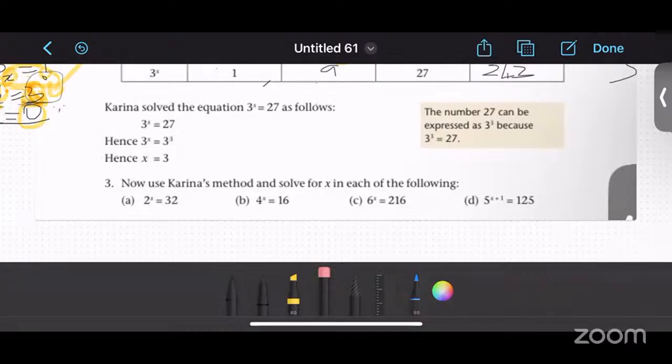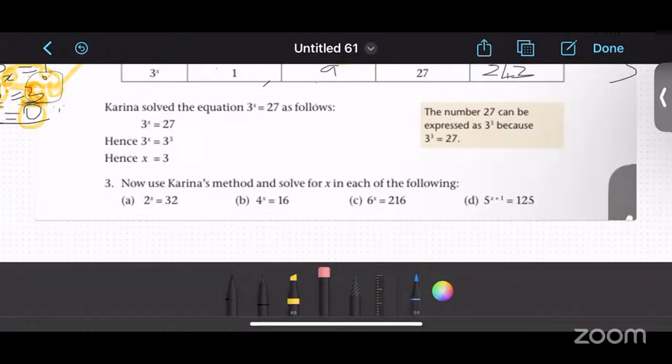Karina solved the equation 3 to the power of x as follows. 3 to the power of x is equal to 3 to the power of 3, hence x is equal to 3. This is the same thing that we did for the rest of the expressions, right? Now we're going to use the very same method to solve for x in each of the following. So let's start with the first one.